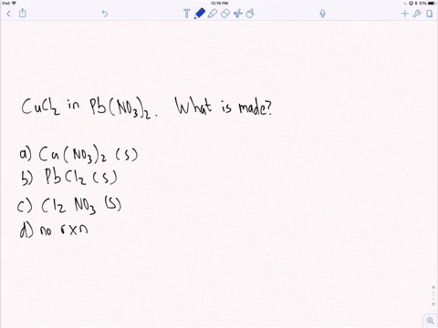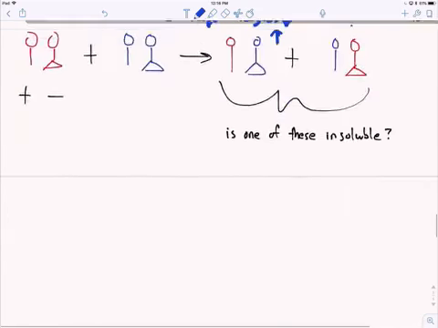So how many people think A, we're forming copper 2 nitrate solid? How many think B, we're forming lead 2 chloride solid? How many think C, we're forming dichloride nitrate solid? How many think the last one, we have no reaction? Okay, is anyone stuck? Okay, well we had some people going for B.